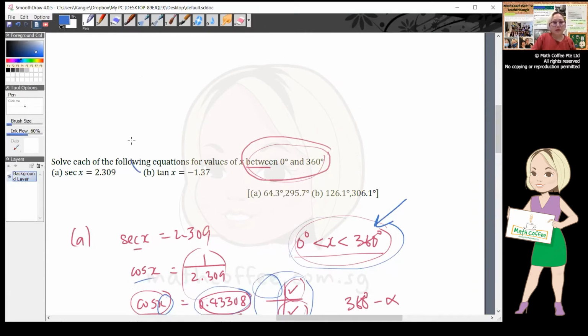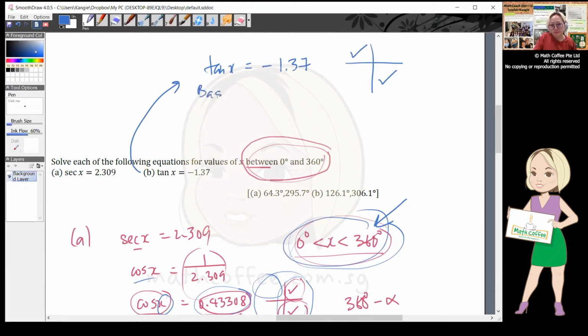Okay, part B over here. Tangent x is equals to minus 1.37. So same thing, what I'm going to do is tangent negative, so I will have second quadrant and fourth quadrant. This one will have two answers. Then again, basic angle. So I will put tangent inverse 1.37. Don't put the minus. Because again, if you put tangent inverse negative 1.37, it gives you a big number. So just key in tangent inverse 1.37 and I get my basic angle 53.